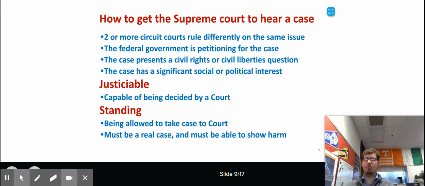This next one is a vocab word. You may want to write it down in your notes. It's justiciable. Justiciable. I've heard it pronounced both ways. I think justiciable is correct, but don't quote me there. And simply put, it is whether or not a case can be decided by the Supreme Court.